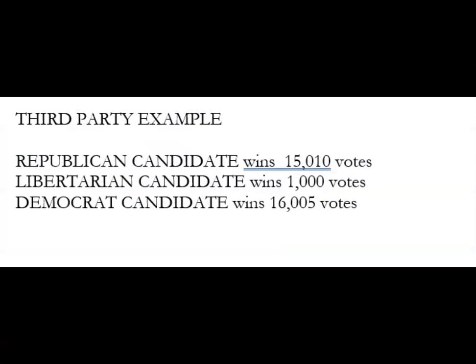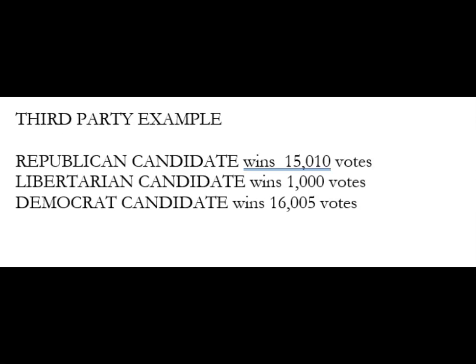So I have an example that I made up myself with third party candidates to take a look at how third parties could influence an election. With Republicans, Libertarians, and Democrats running, oftentimes the Libertarians and Republicans are similar because they both believe in smaller federal government. So if you have these three candidates winning and the Libertarian is going to win 1,000 votes, and maybe from the Republican candidate, then that means that the Democrat has more. They have 16,005 votes.